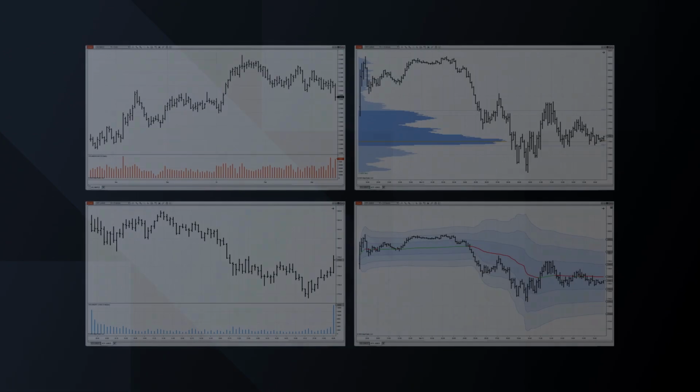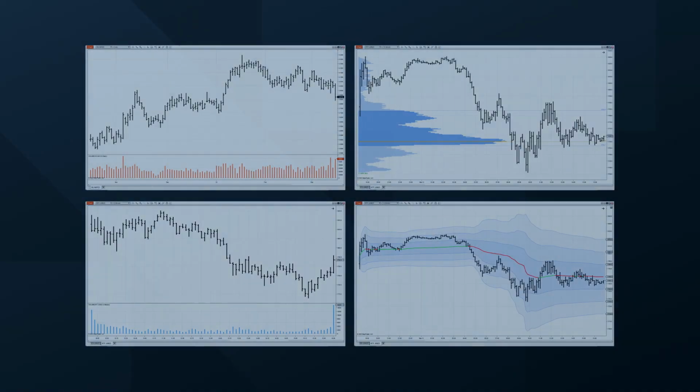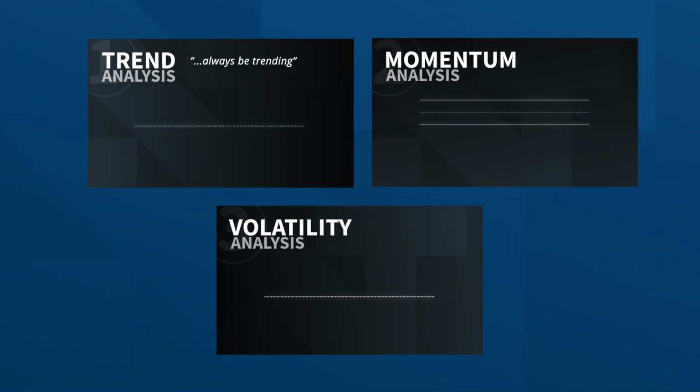Once you have chosen the volume studies for the proper time interval charts you use, you can complement them with other types of indicators, like trend, momentum, or volatility indicators.